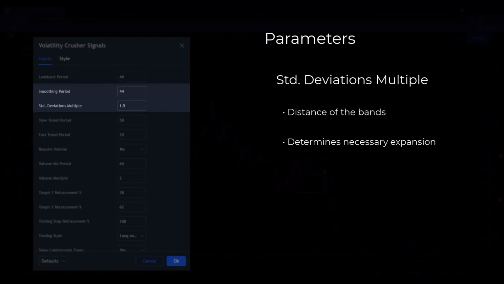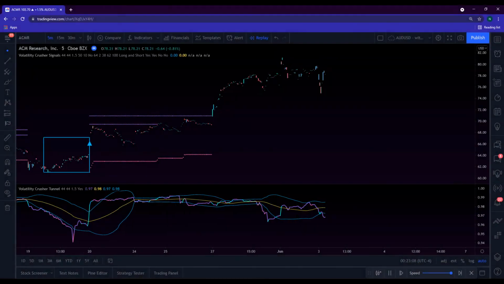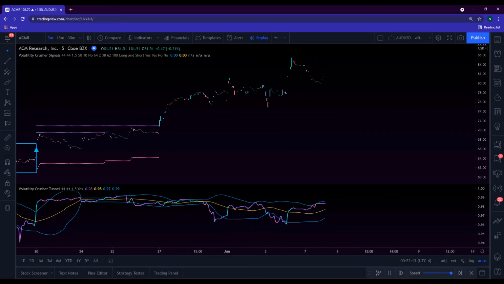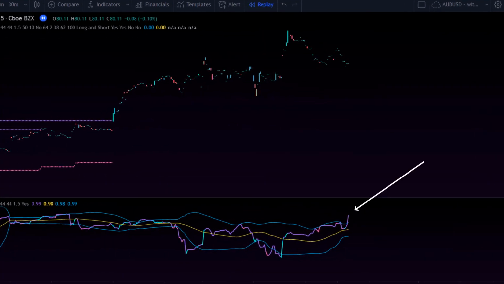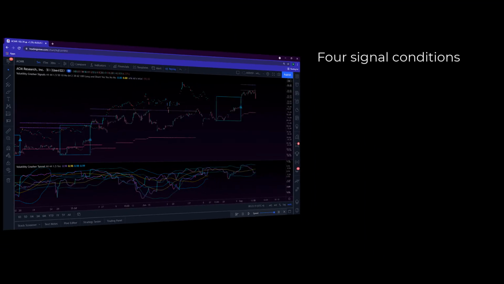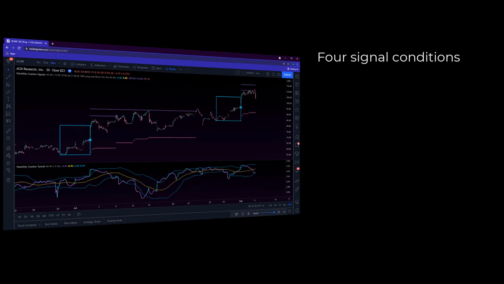So increasing the standard deviations multiple is going to signal out the more rare, extremely explosive signals, while decreasing it will greatly increase signal frequency. However, not all of these potential signals will pass through our filtering parameters. For example, here, we can see expansion spike above the upper band, and yet we have no signal. This is because there are actually 4 conditions for validating a signal.